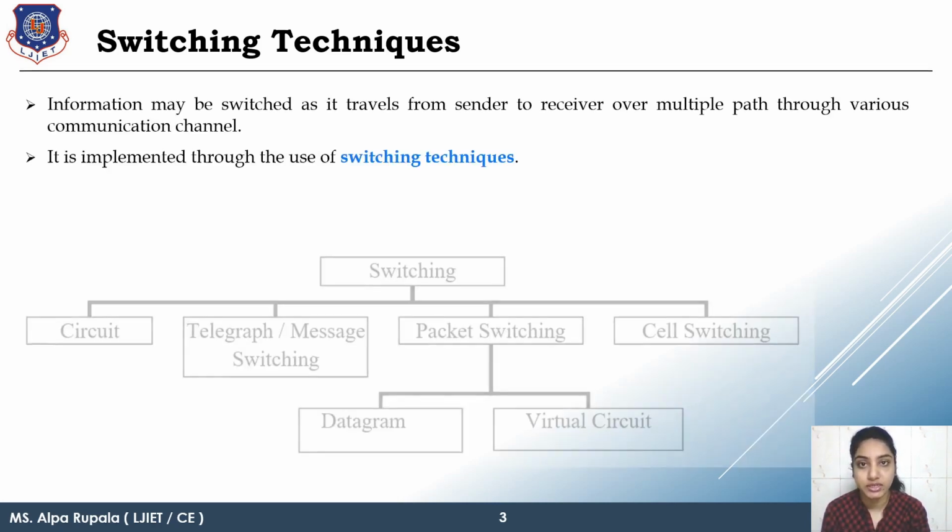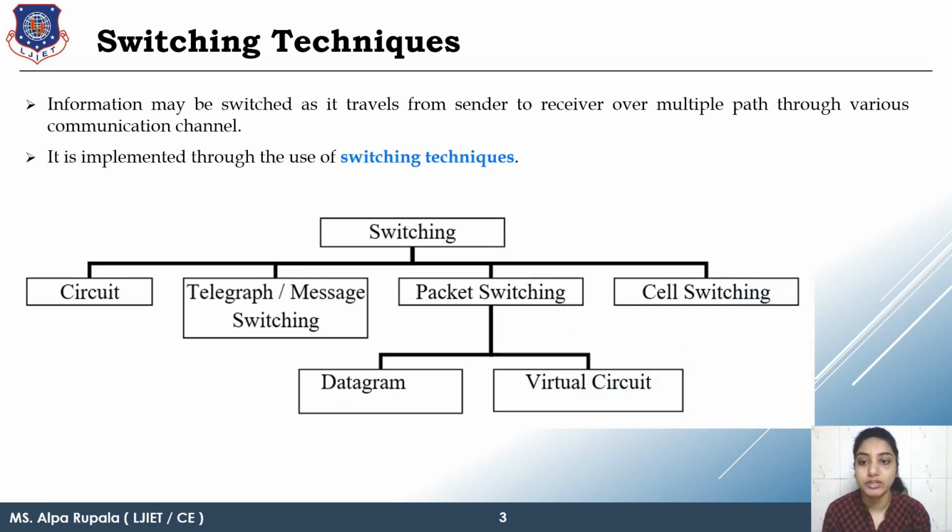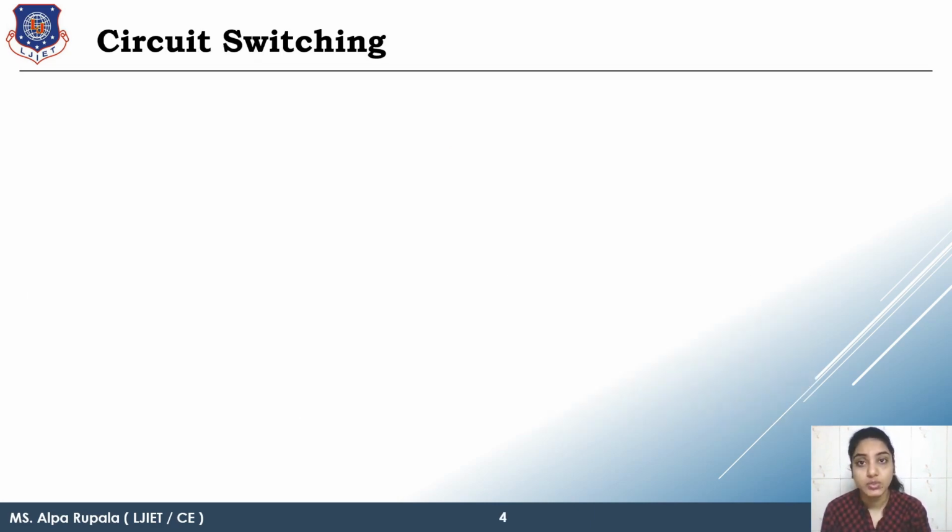So the switching techniques can be divided into multiple parts, in which the first part is circuit switching, the second one is message switching, the third one packet switching. The packet switching is further divided into two types: datagram packet switching and virtual circuit packet switching, and then after that, cell switching. So next, in detail, the switching technique: circuit switching.